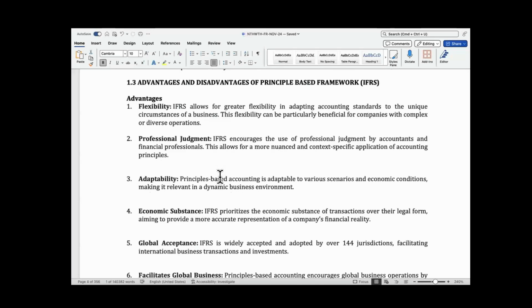Some time ago, I asked you about the advantages and disadvantages of a principle-based framework, and also of a rule-based framework. We have agreed in this class that in Nigeria, we use a combination of principle and rule, but you need to understand what the advantages and disadvantages are. For a principle-based framework, one advantage is the fact that it's flexible.